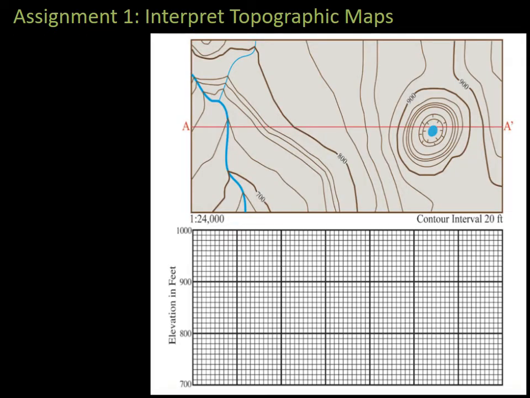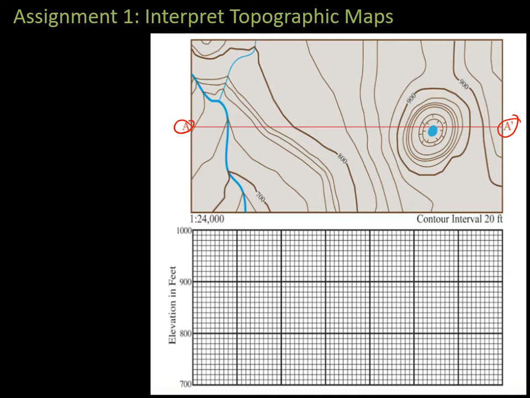Finally, you're going to be using this topo map to create a topographic profile. That is, what does the landscape look like if you were to go from A to A prime along this red line. In the example I gave above, we used a small piece of paper, lay it along the line, make some tick marks, write down the elevation, and then take that small piece of paper to the graph paper. We've made this a bit simpler here for you.